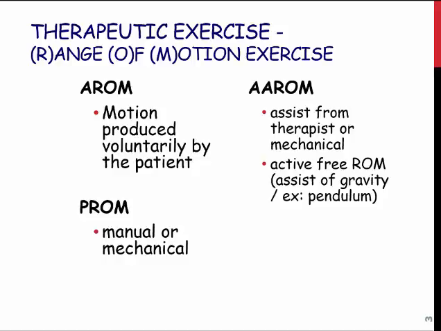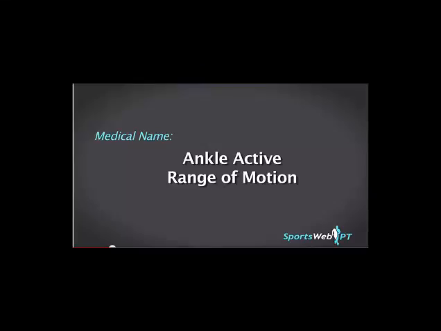Passive range of motion is defined as motion produced by the examiner with no assistance from the patient. Active assistive range of motion is range of motion in which the patient tries to produce motion voluntarily but is assisted by the therapist or machinery.